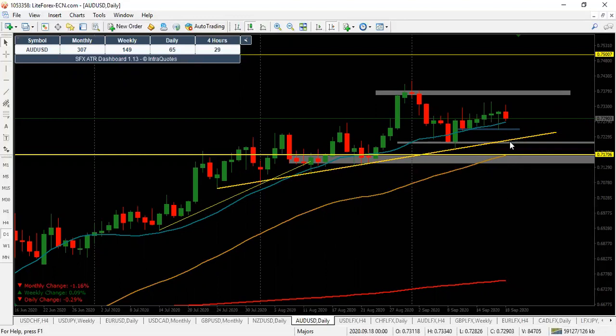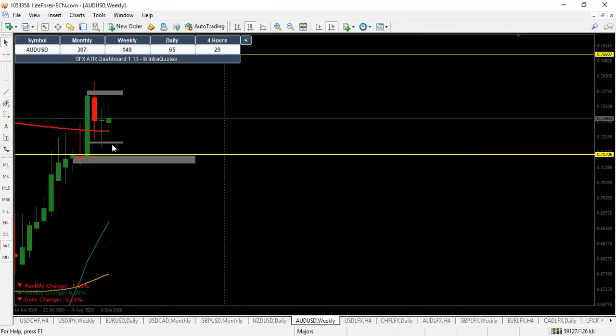So we need to see a test of this zone. A test of this zone will be very classic. This indecision candle, the market didn't decide what to do. On the next indecision candle, price will definitely try and fail of some sort to the downside.